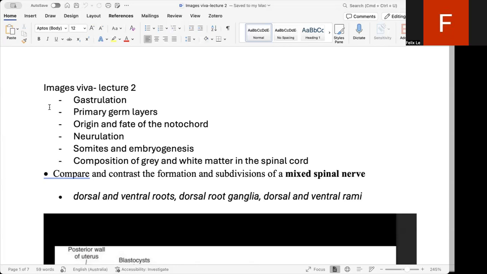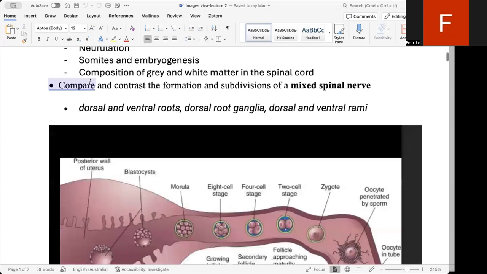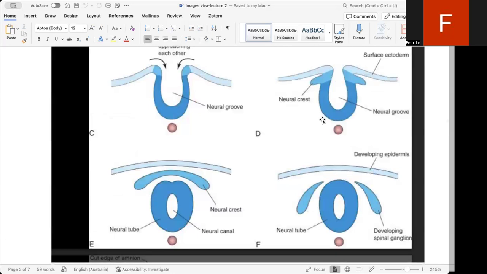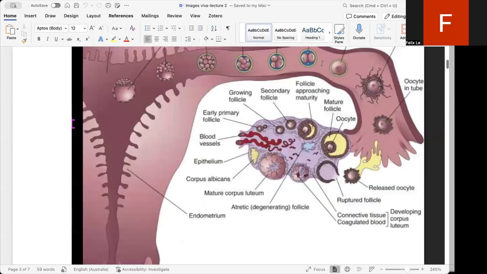fate of the notochord. Note that the notochord actually forms the brain, and the neurulation stage, somites, embryogenesis. There's also stuff like sclerotome and myotome. The myotome forms the muscle, the sclerotome forms the, and the dermatome, and another term, but it eventually forms the epimere and the hypomere, which relates to later, which is the epaxial and the hypaxial muscles, which I think was covered in this lecture, but it's not covered here. So we'll just leave it for now. And that's basically my analysis of Viva 2 Lecture 2.